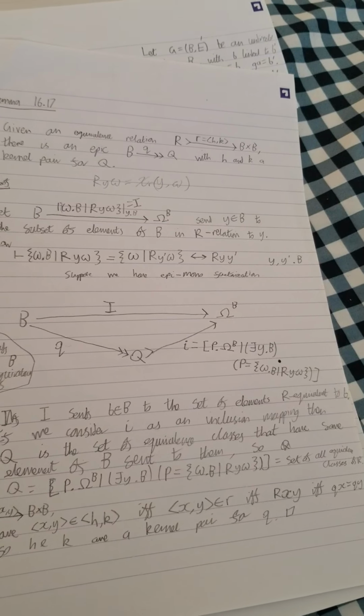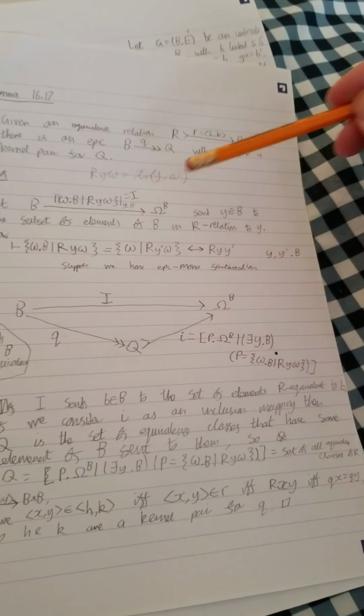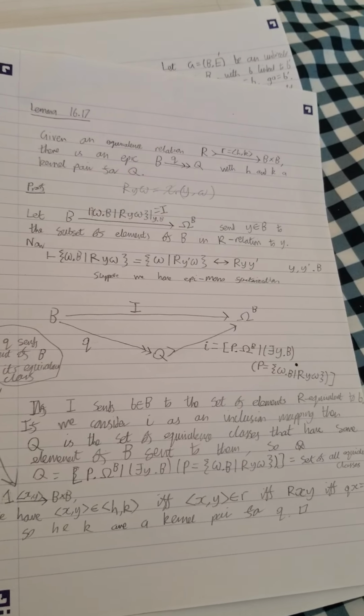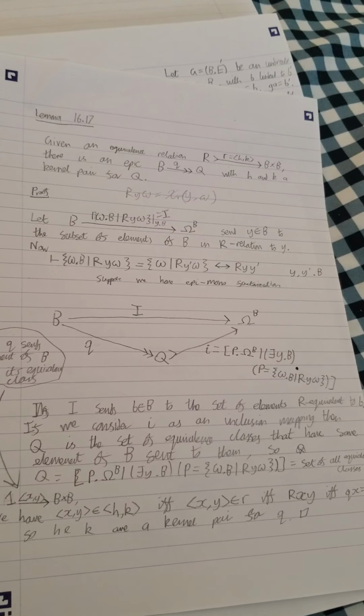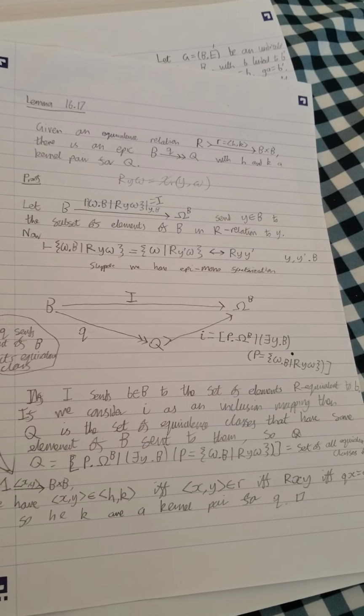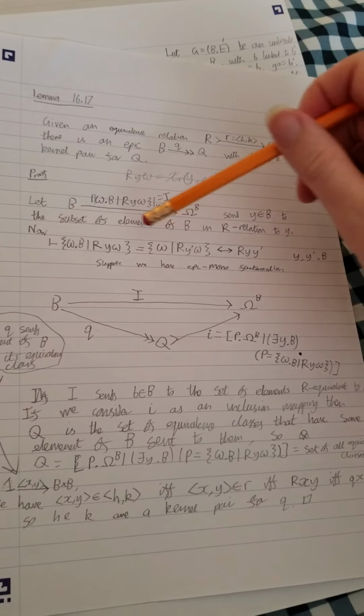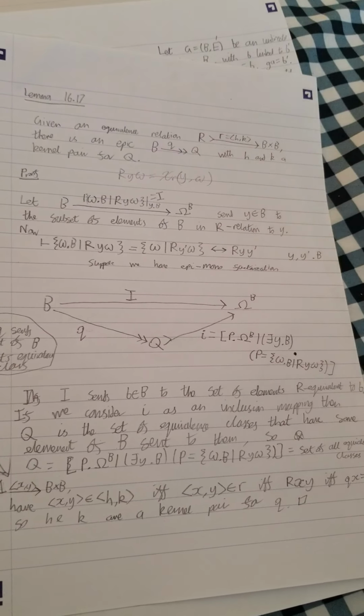Okay. But basically, we can think of this mapping I here from B to omega to the power of B in the category of sets, at least. We can think of it as sending an element B to the subset of elements of B which are in R relation to that element. So it sends a Y to the set, to the equivalence class of Y, essentially.